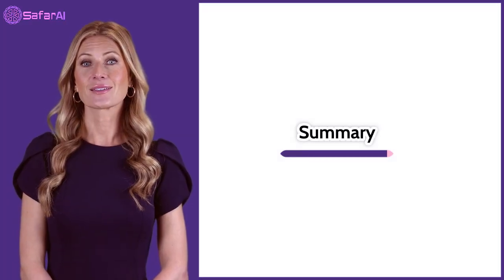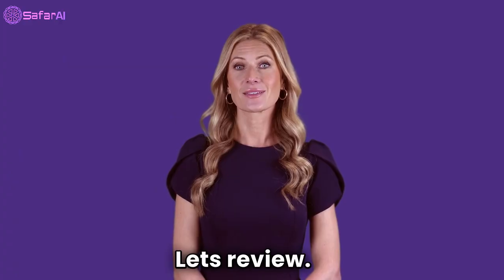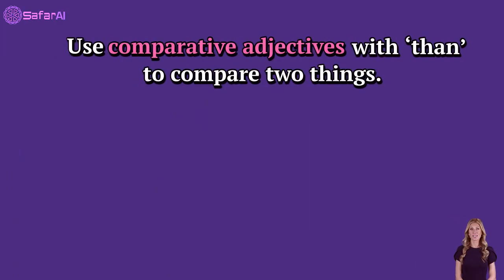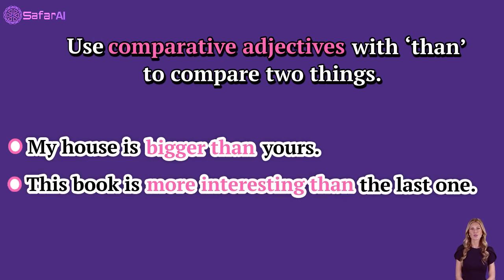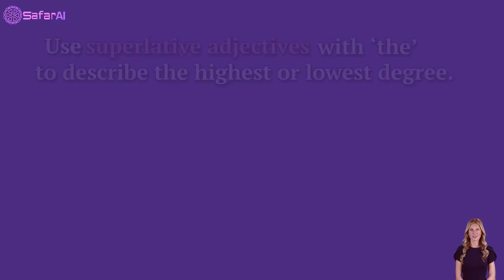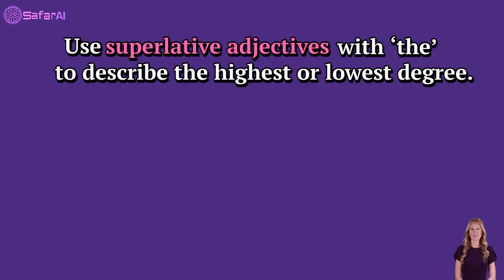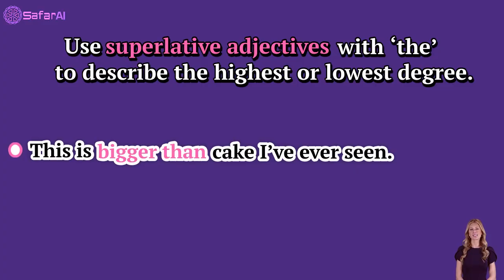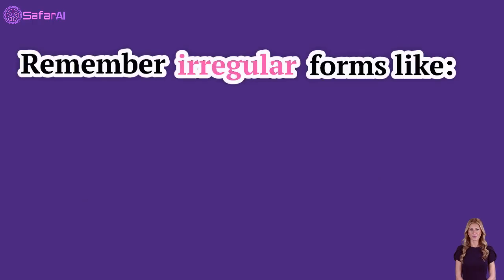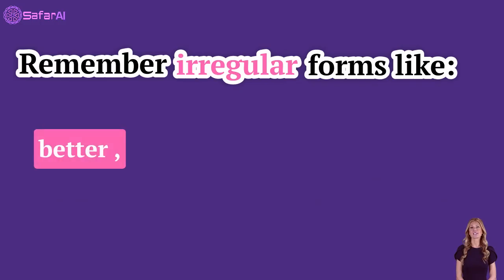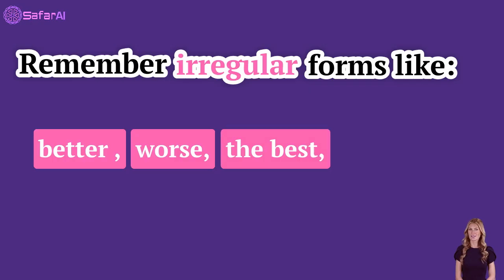Summary. Let's review. Use comparative adjectives with than to compare two things. My house is bigger than yours. This book is more interesting than the last one. Use superlative adjectives with the to describe the highest or lowest degree. This is the biggest cake I've ever seen. He is the most talented player on the team. Remember irregular forms like better, worse, the best, the worst.